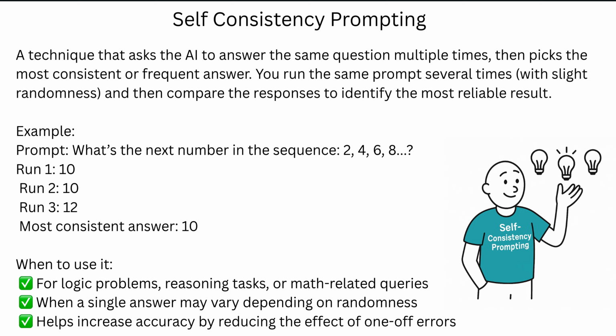So for what I said here, I said when to use it for logic problems, for reasoning tasks, for math related queries, all right, or when a single answer may vary depending on randomness, or when you want to help it to increase accuracy, right? That's when you use the self-consistency prompting framework. All right. So that is that for the prompting techniques. All right.